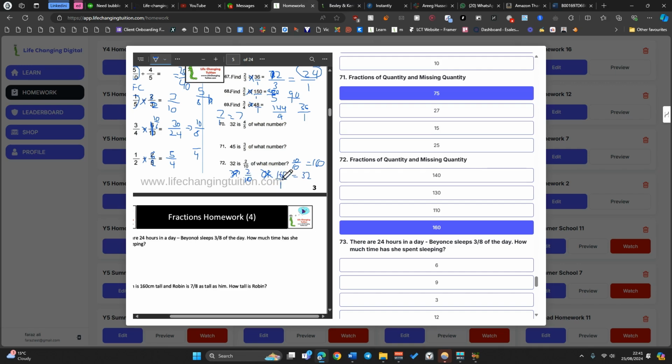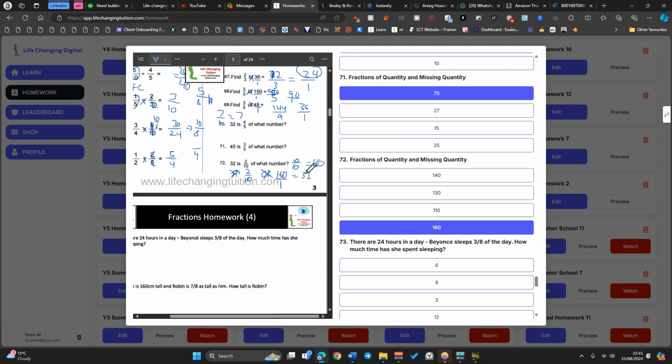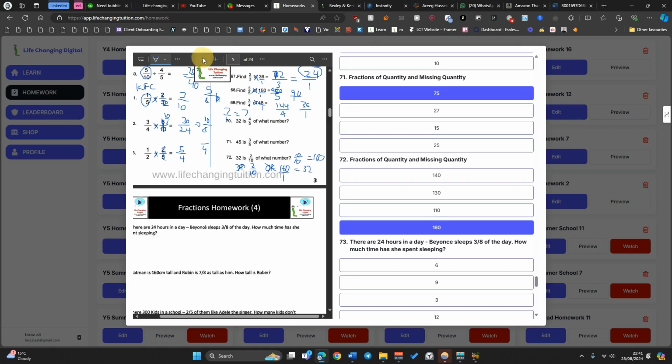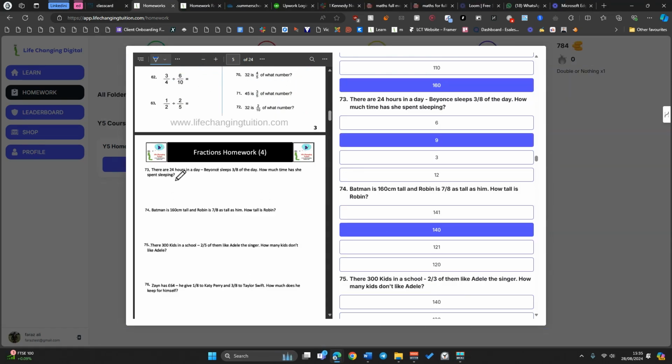320 over 10, right? So we're doing like what we did earlier, right? What we're doing up here, we're just doing that to check if the answer is right. That'll give us 320 over 10, and then obviously if you simplify that, that'll give you 32 as well. So yeah, that is fraction of missing quantity. That is the answer to 72.